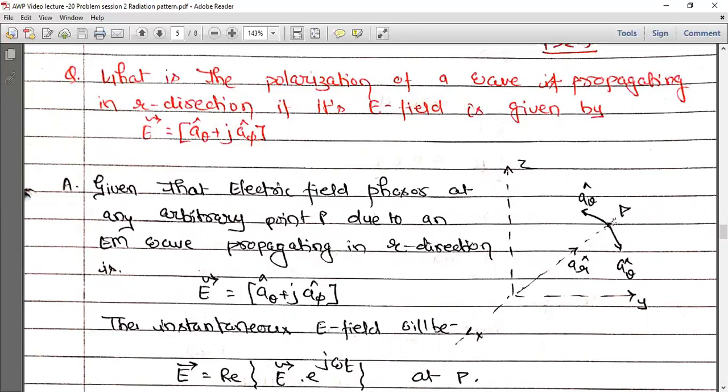So at any point P on the path of propagation, a r cap is the direction of propagation of the wave. A theta cap is somewhere in this particular direction, and a phi cap is somewhere in this direction. And we know that all these three vectors are mutually perpendicular to each other. So what does it tell? That the electric field intensity has two directions. It has one component along the a theta direction and one along the a phi direction.